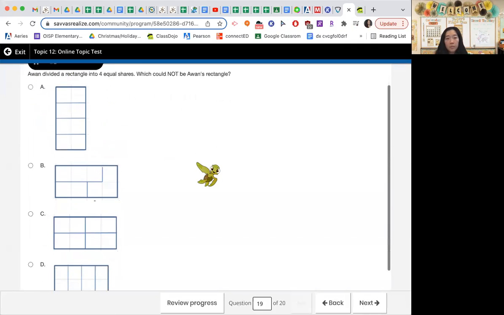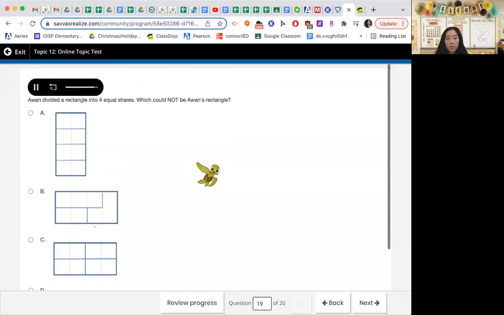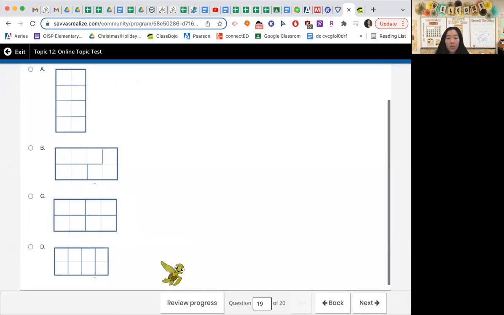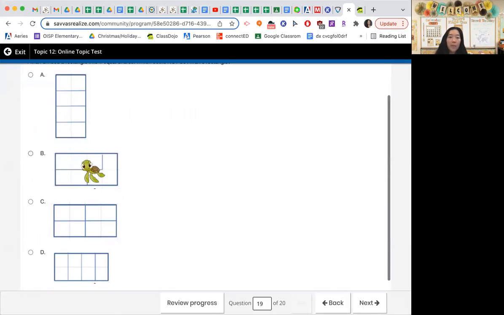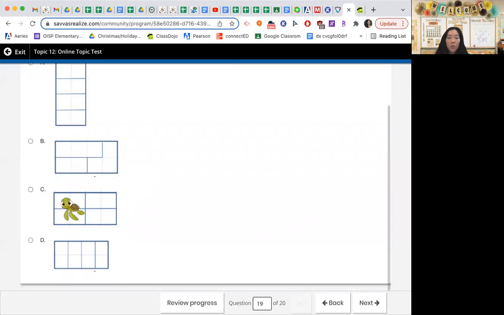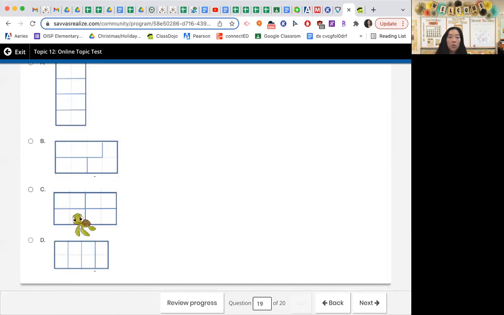Awan divided a rectangle into 4 equal shares. Which could not be Awan's rectangle? So 4 equal shares. Let's first count to see that they're all 4. 1, 2, 3, 4. Yep. 1, 2, 3. Uh-oh. This one only has 3. So it cannot be B. 1, 2, 3, 4. Yep. And each of these has 2 pieces. 2 pieces, 2 pieces, 2 pieces, 2 pieces.